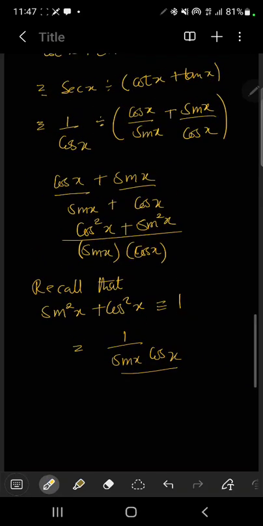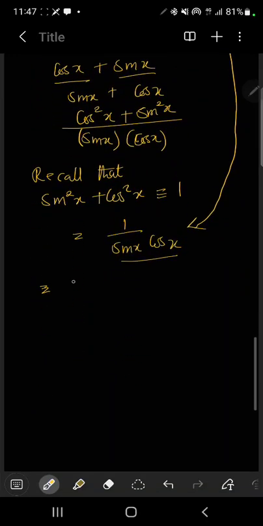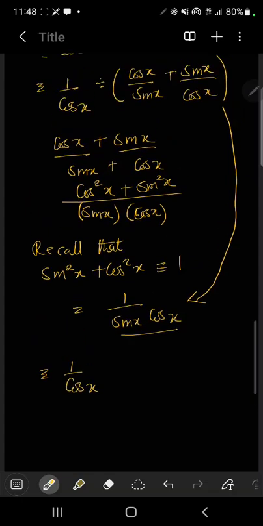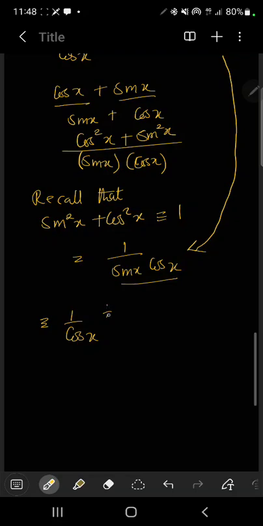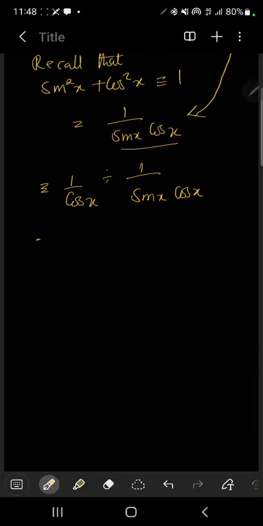Whatever we have in the brackets here is just equal to that. So we can substitute this for that. So we go back to that, we can say this is equal to 1 over cos x divided by 1 over sin x. Now, we know the principle of division, isn't it?